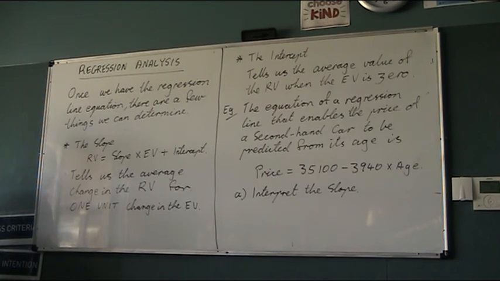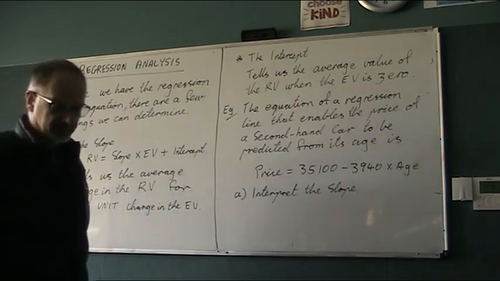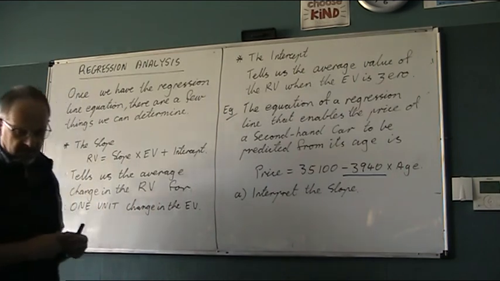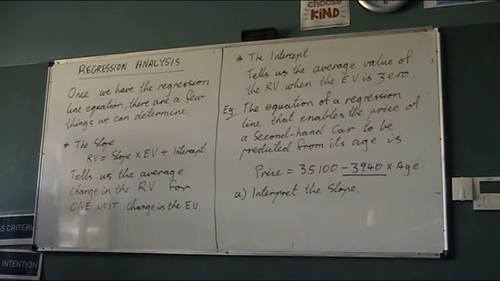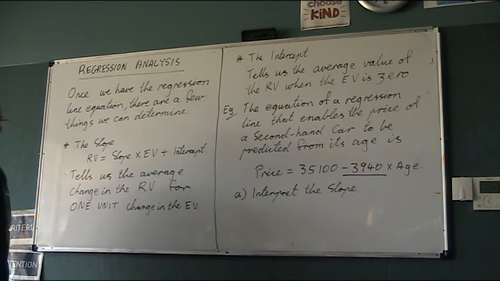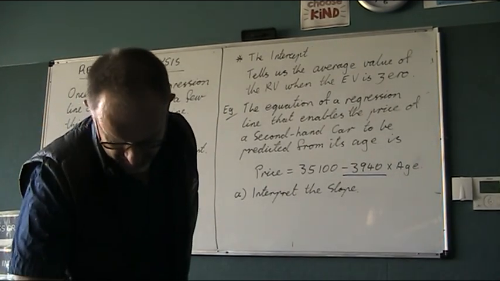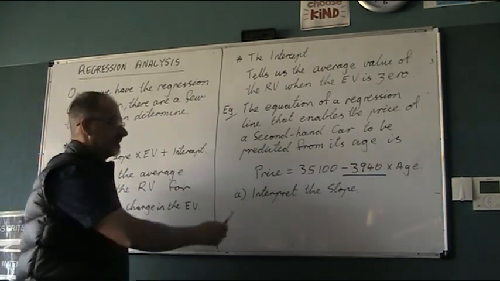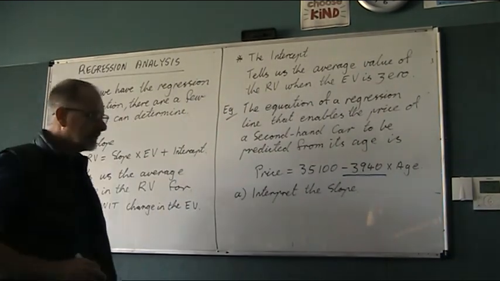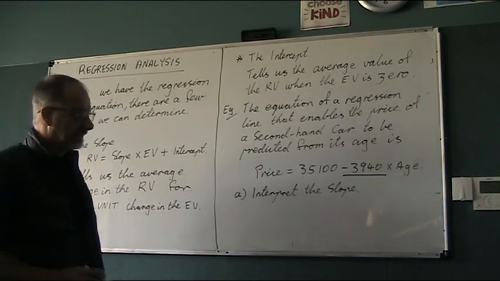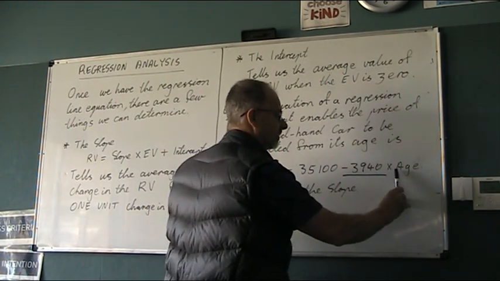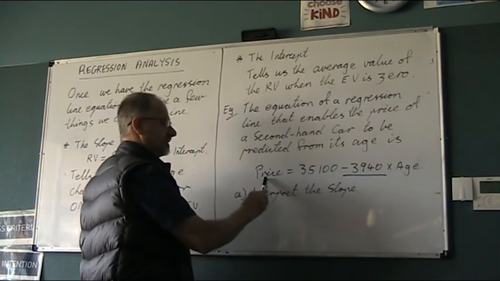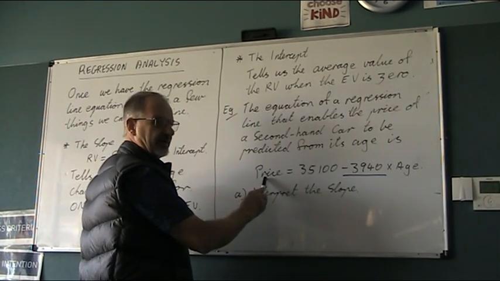35,100 minus 3,940 times the age. And we're asked to interpret the slope. Okay, so our slope is this number here in front of our EV, and that number is negative 3,940. So what does that represent in terms of the car's price? That for every year, so it's always one unit of this, in this case it's age, so it's year. So for every year, what happens on average to the price of the car?